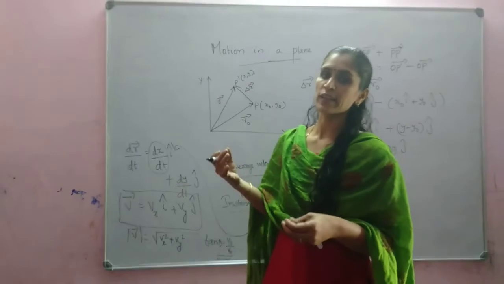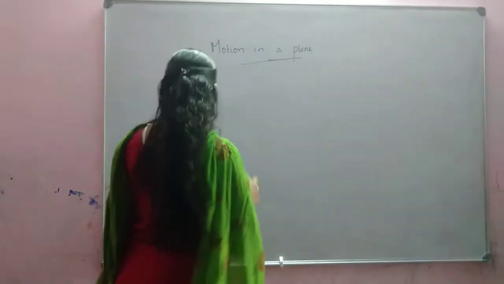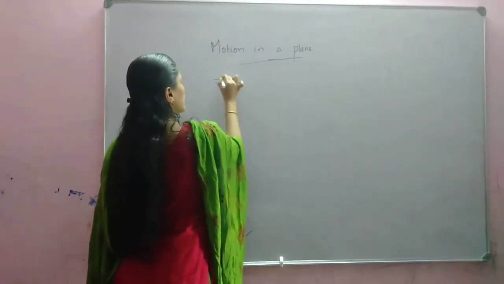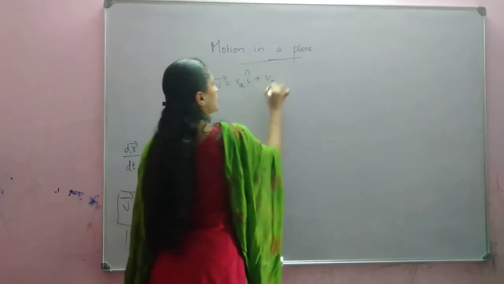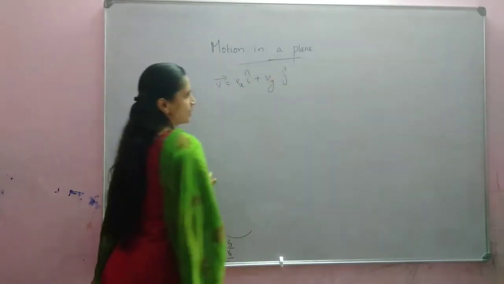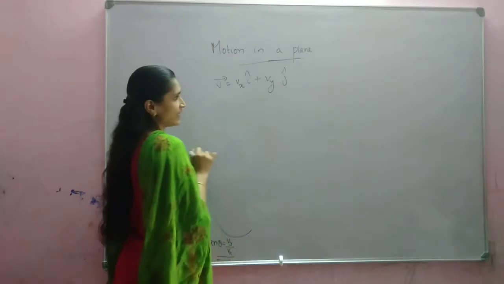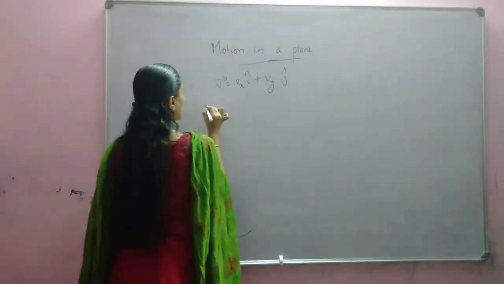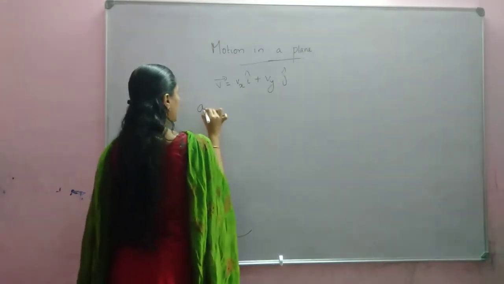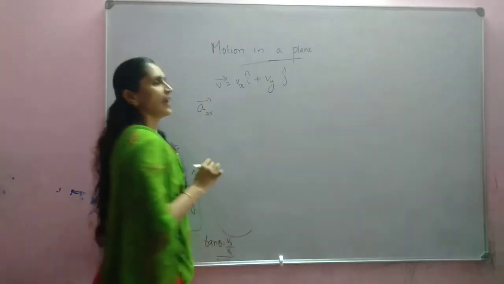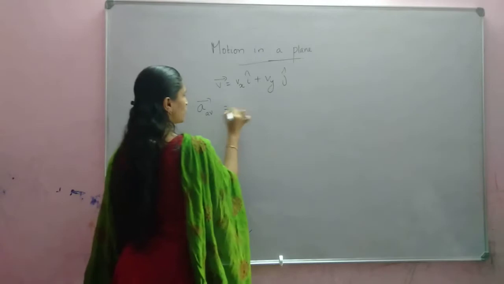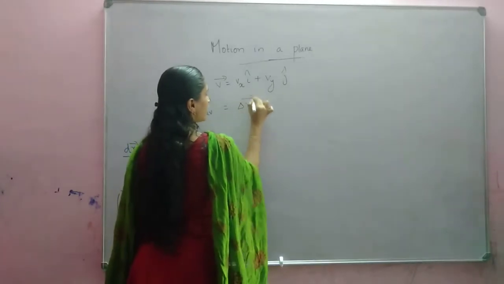Now we can look at the acceleration. We are starting with velocity, v is equal to vx i cap plus vy j cap. To find the average acceleration, what we have to do? If we are writing average acceleration, that is equal to delta v by delta t.